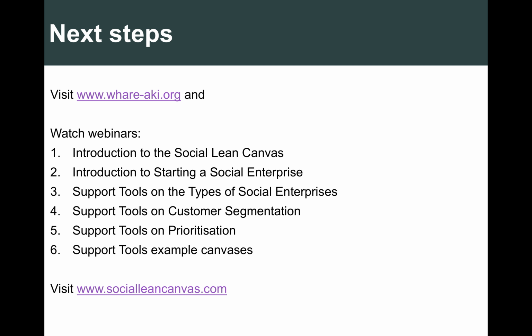Whareaki.org is Ākina's resource website. So you can go there and you can look at the webinars on the Introduction to the Social Lean Canvas for more understanding of how it works, and Introduction to Starting a Social Enterprise for practical examples of using the Canvas. And the other support tools videos are really useful as well, including at the bottom there the other example canvases. So at least have a look at the different example canvases that are there, and it'll slowly help you understand some of the nuances of how to fill it out, and that'll put you in a better position to support other people to fill out the canvas, or indeed to fill it out yourself.